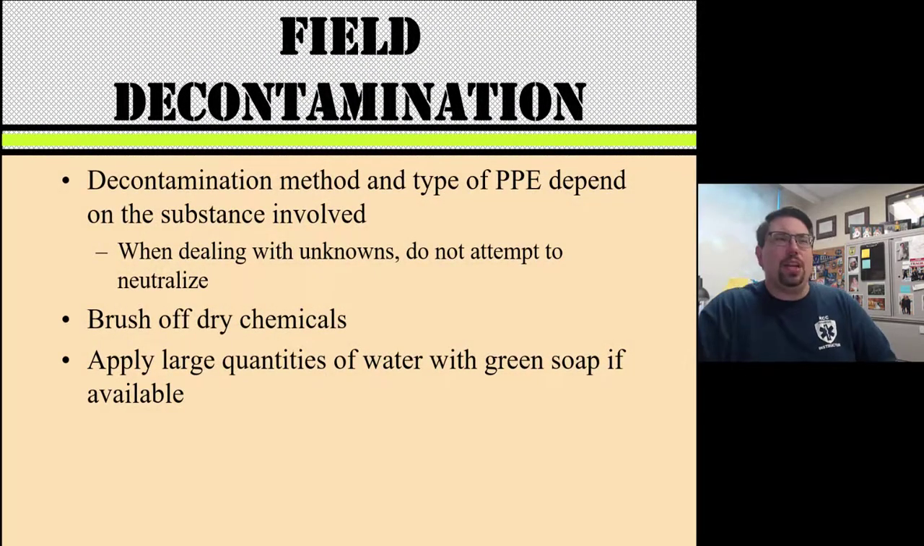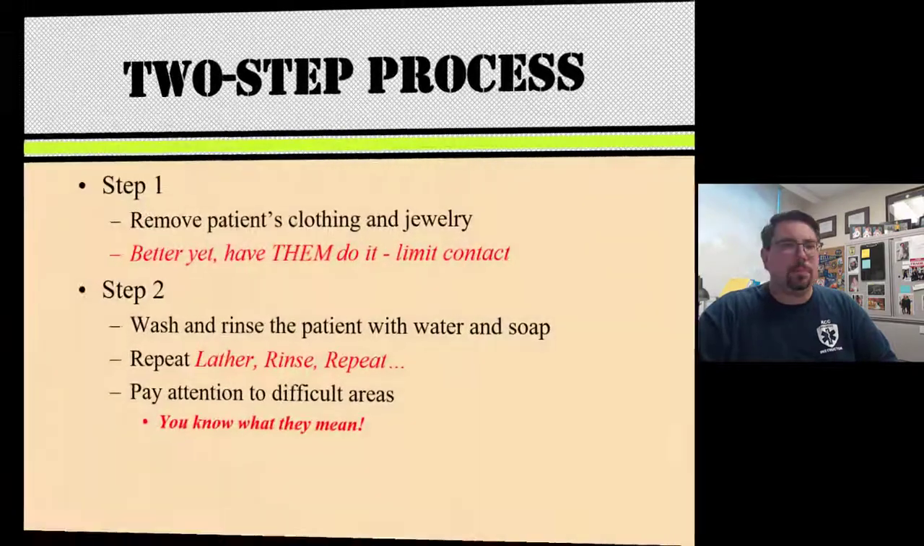Now, field decontamination methods and types of PPE depend on all the different substances that are involved. When you deal with the unknown, you don't attempt to neutralize it, you just make sure that you protect yourself against any exposure. If it's a dry chemical, try to brush it off and apply large quantities of water with green soap when and if it's available.